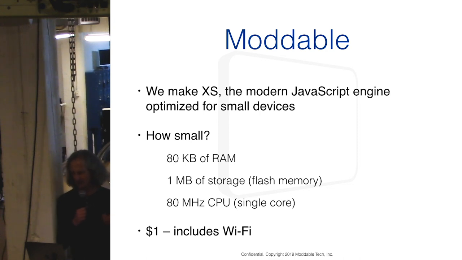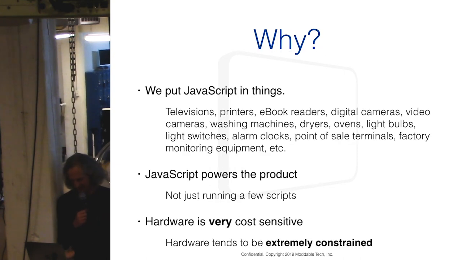It runs on an 80 megahertz CPU, one core, not threaded, nothing, and sells for a dollar and has Wi-Fi built in, which is awesome. It sells for a dollar. So why? We put JavaScript in things. The list here is actually all things we have put JavaScript into. And when we do this, we're not putting JavaScript in to run some scripts on the edges. We're putting JavaScript in to run the whole device. More or less, our strategy is boot to JavaScript. As early as possible, we go there and we stay there.